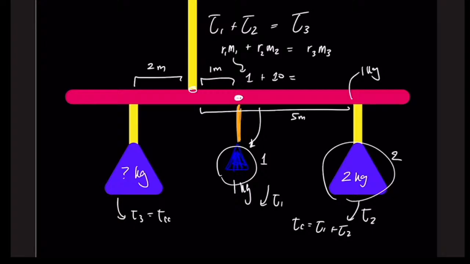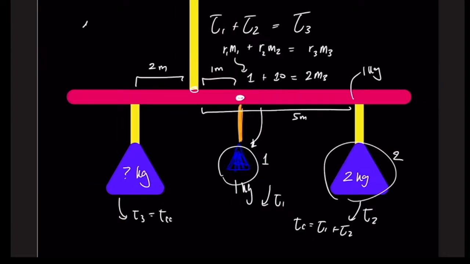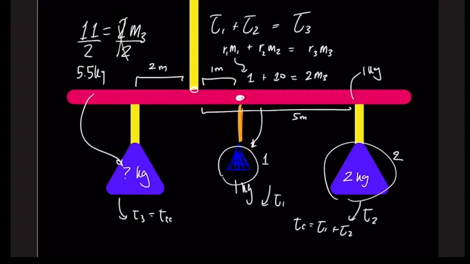Is equal to, now we're going to come over here. This is 2 meters away. And M3 is what we're solving for, because we don't know this yet. Now we're just doing math. 1 plus 10, 11. Should have picked better numbers. It's okay. This will be fine. So we'll have 11 is equal to 2 M3. We divide by 2, divide by 2. 5.5 kilograms. So this guy right here should be 5.5 kilograms.